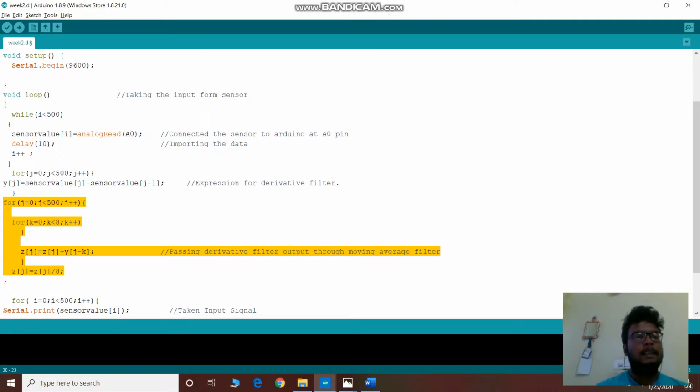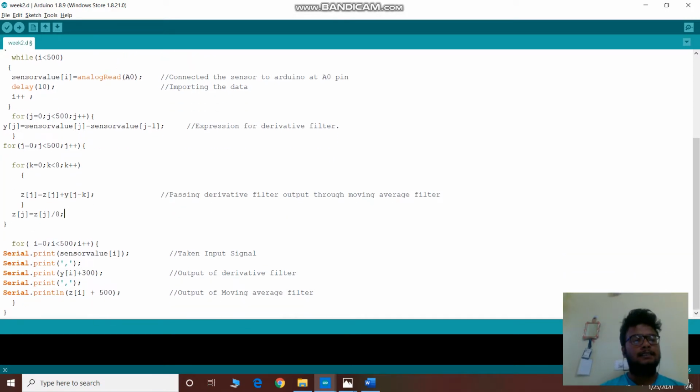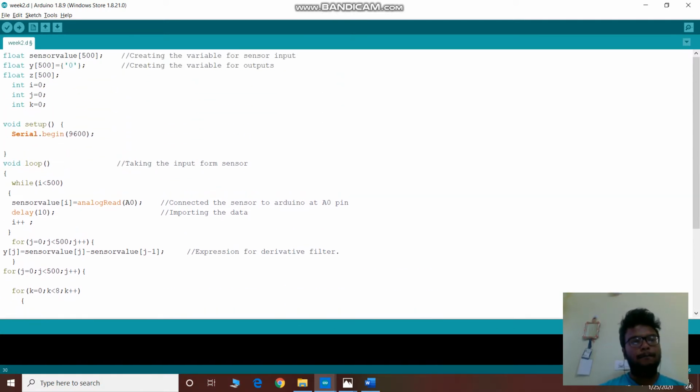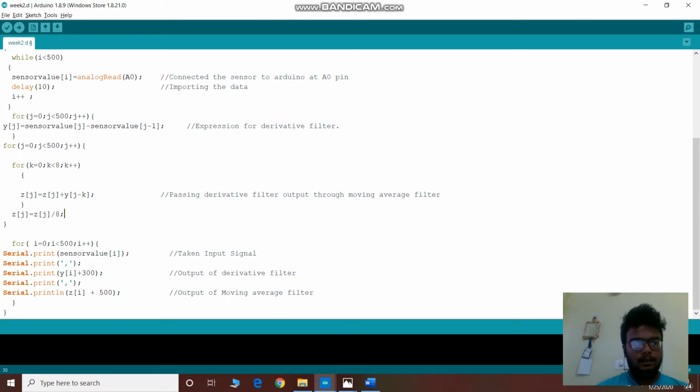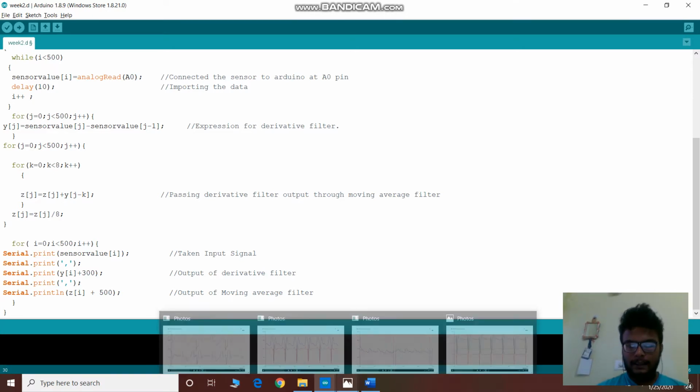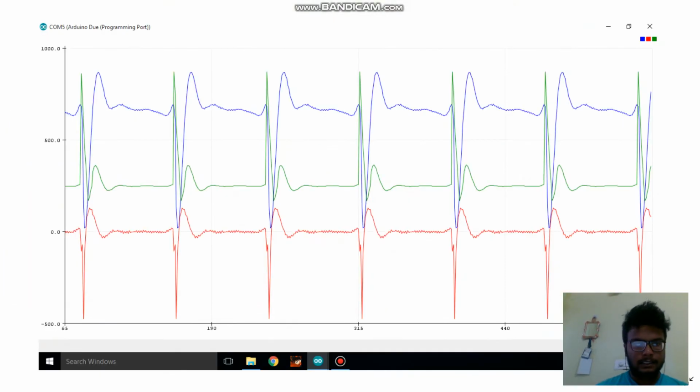By passing this derivative filter output y through the MA filter, the output of the MA filter is z. Dividing by 8 calculates the average, which is the sum of the 8 values before the jth point divided by 8. So z gives us the moving average filter output, y gives us the derivative filter output, and sensor value is the input. Playing the same Serial.print of sensor value as the input signal, y of i as the derivative filter output, and z of i as the moving average filter output. So calculating all this, you will get this.